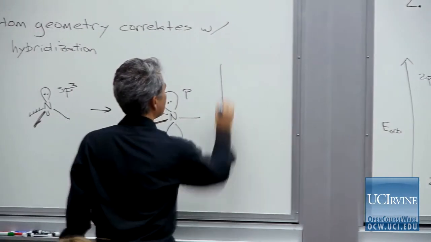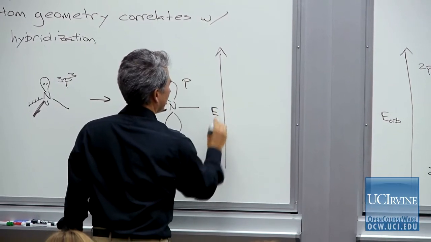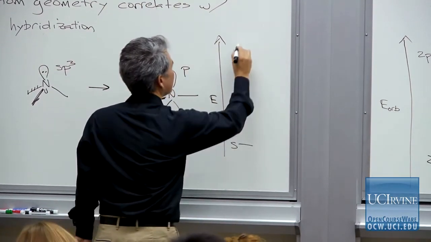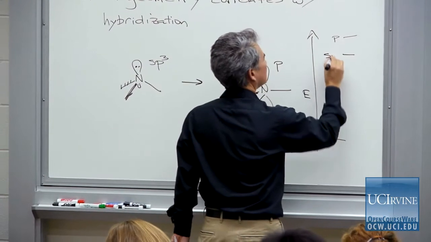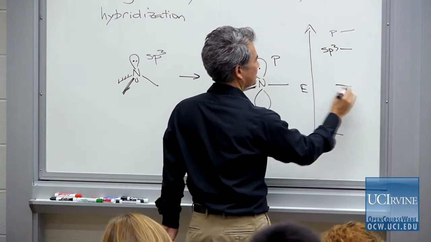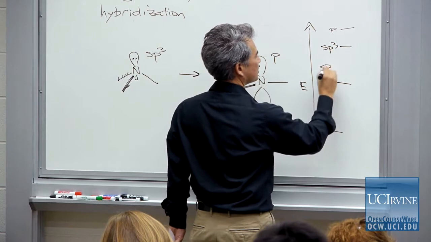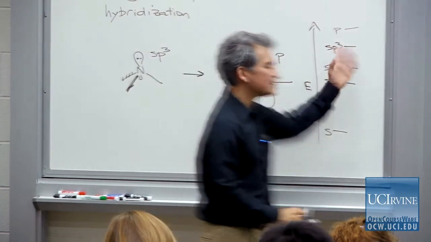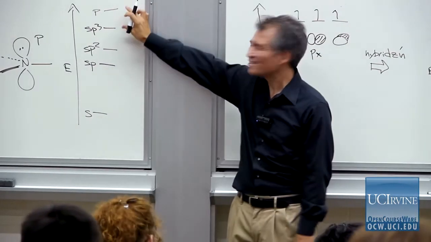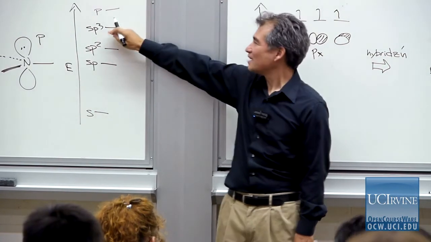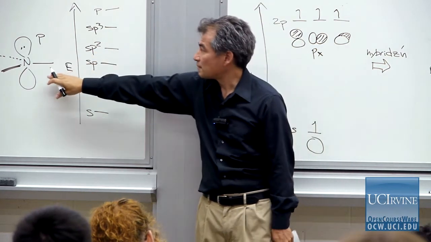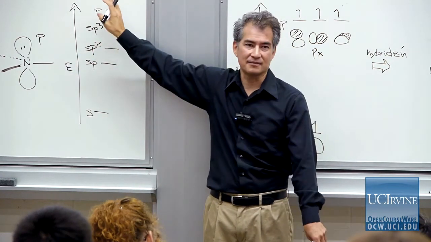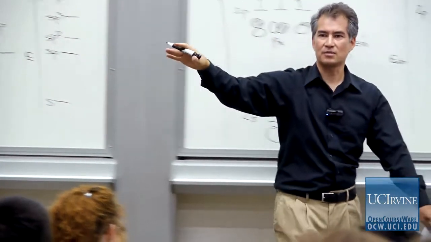Let me try to draw all these on a single diagram so that you can see what's going on. So if I have an s orbital down here and a p orbital up here, sp3 orbitals are lower in energy and p orbitals are higher in energy. sp orbitals are midway in between. And sp2 orbitals are up here. And you may look at this diagram, this pathetic diagram, and say, oh, but that energy difference is so small. The energy difference between a pair of sp3 hybridized electrons over there and a pair of p hybridized electrons is massive. The difference is massive in terms of nucleophilicity.